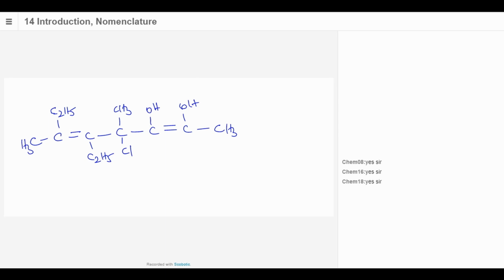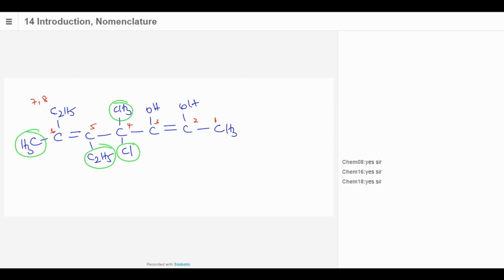So the first step would be the numbering. So this should be the numbering. Check whether you got the numbering correct. 6, 7, 8. That's the longest chain. Then you have to name the substituents. Identify the substituents. Label them in alphabetical order.